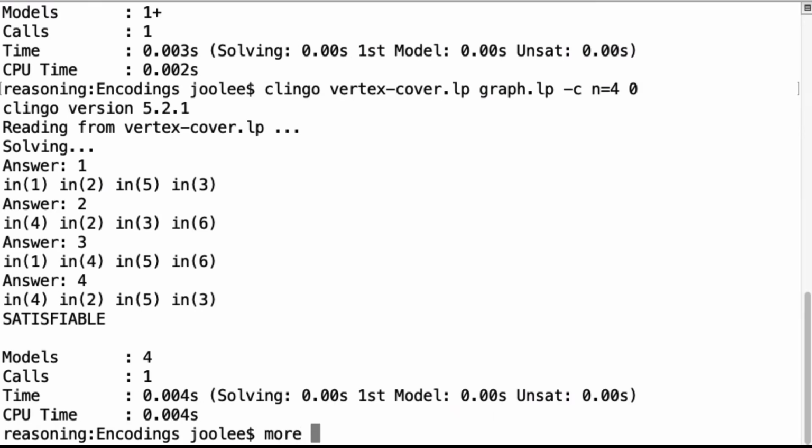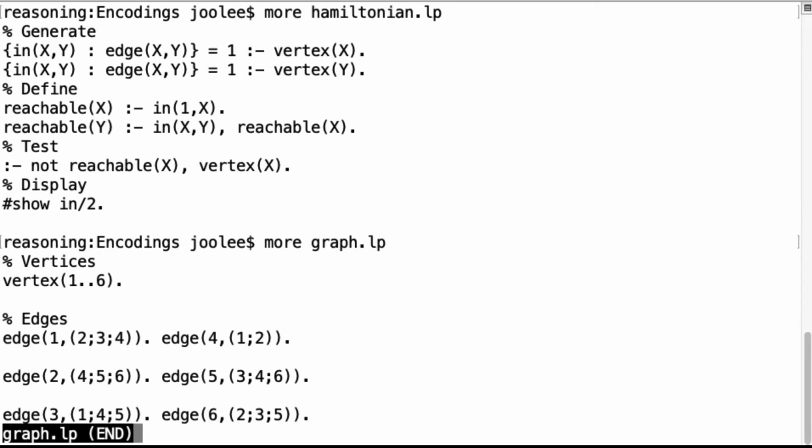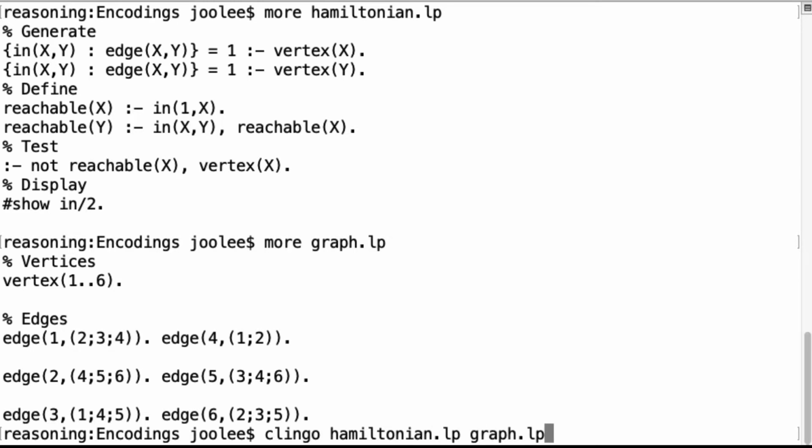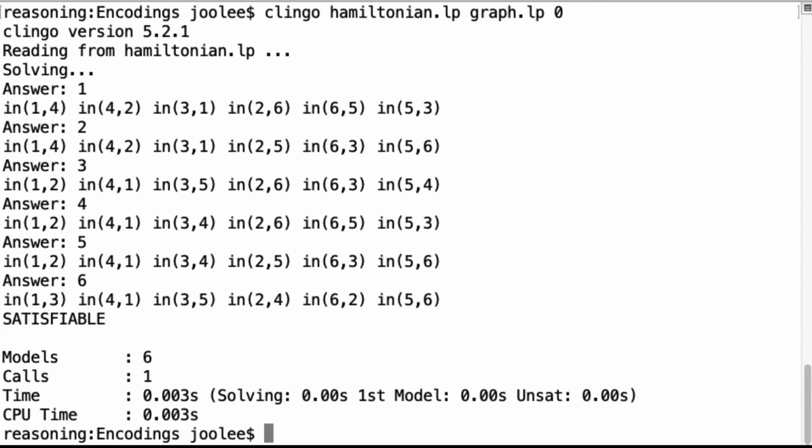So let's try this example. So this is the Hamiltonian cycle problem, and the graph is the same as before. So this is the graph, okay? So we are interpreting this graph as a directed graph, okay? All right, so then we have hamiltonian.lp, and this graph is graph.lp. So we found a solution. Actually, how many solutions are there? There are actually 6 solutions. Okay, good.